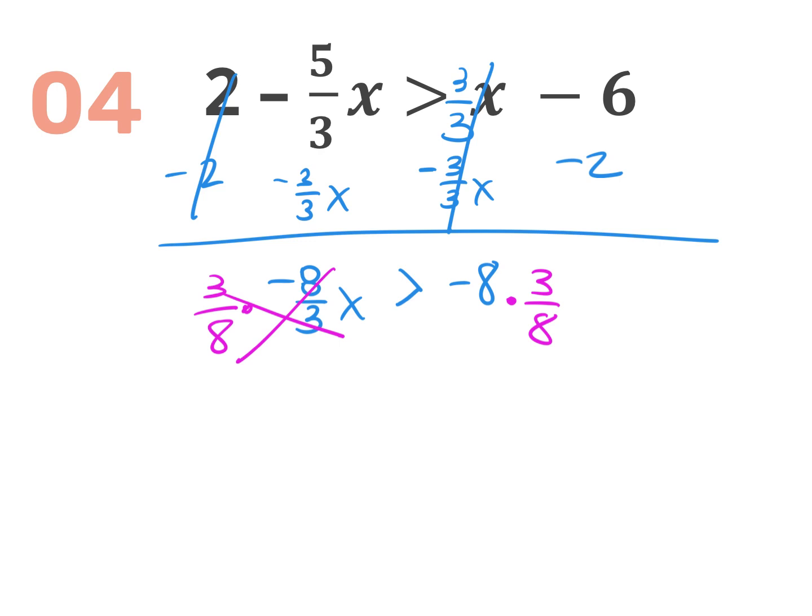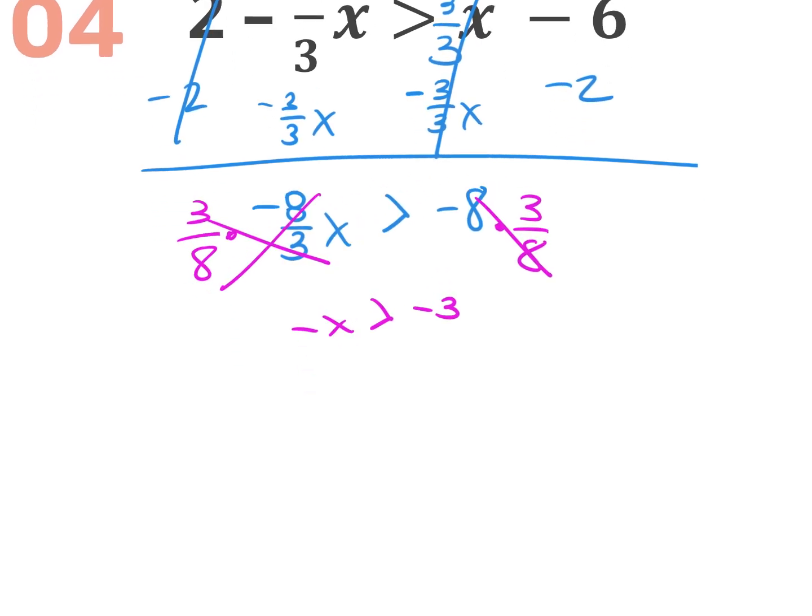What kind of x? Negative x, okay. Greater than what? Negative 3? Is that okay? What do I need to do? I need to divide both sides by negative 1. So this becomes what? X is less than 3.